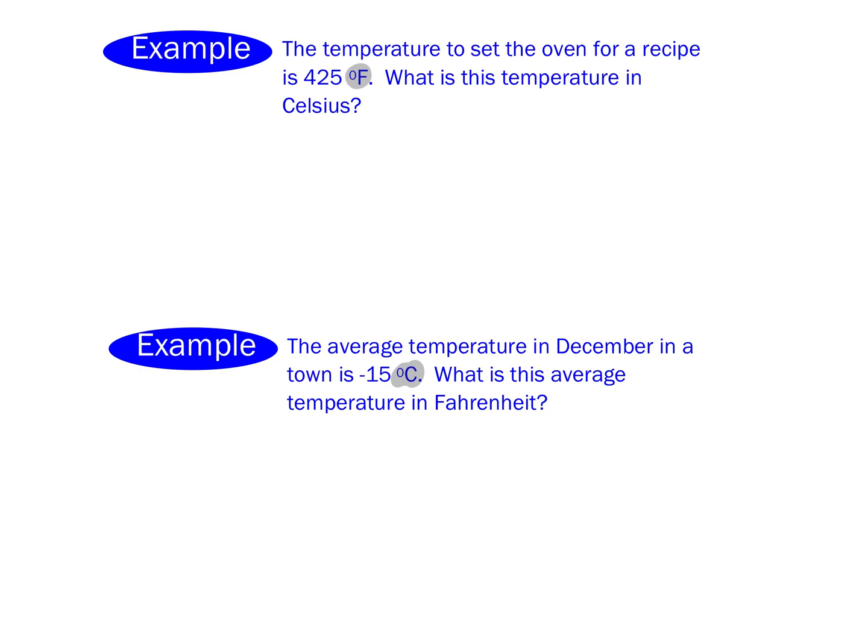The temperature to set the oven for a recipe is 425 Fahrenheit. What's this temperature in Celsius? So, the formula for that is C equals 5 over 9, bracket F minus 32. And then we just substitute our known value in. 5 over 9, 425 minus 32.